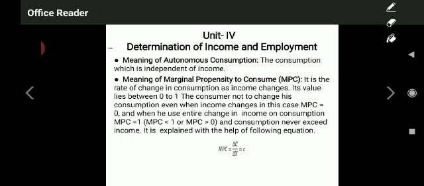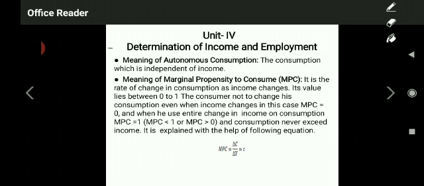And consumption never exceeds income. One more important thing you have to understand here. Consumption never exceeds income. It means our consumption never goes beyond our income, for example. Suppose our income is 3,000 rupees per month, we never increase our consumption more than that 3,000. I hope you understood. Why? If we increase our consumption more than our income, it is not possible to survive our life. Because of that, consumption never exceeds income.